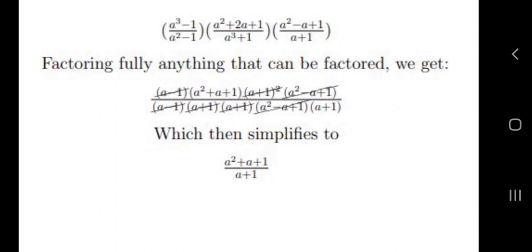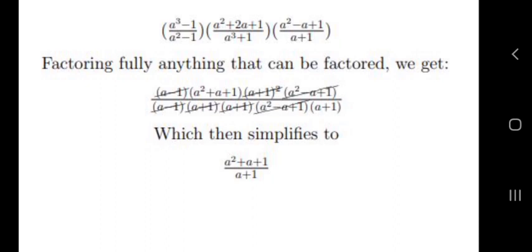And then you might notice that a squared plus 2a plus 1, that's actually a plus 1 quantity squared. And then the third one on top, a squared minus a plus 1, it's really not clear if that factors or not. It doesn't, so that's just going to stay the same. And then in the bottom, we have a squared minus 1. And obviously that's a difference of squares where b is equal to 1 again. So a minus 1 times a plus 1.